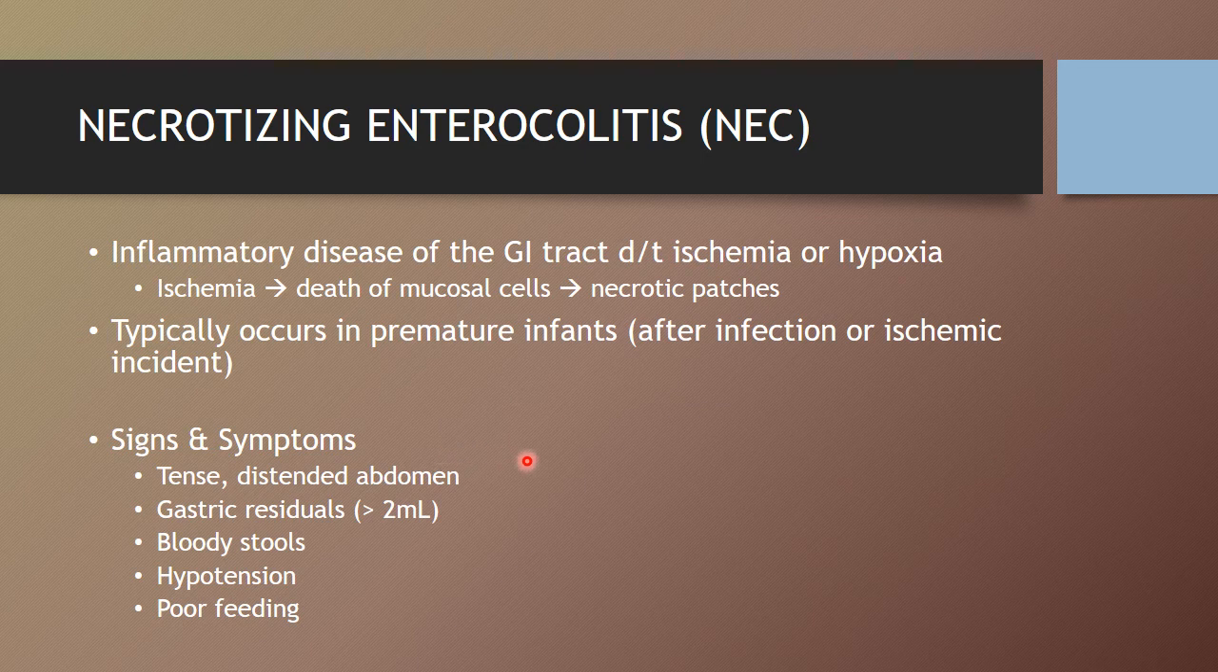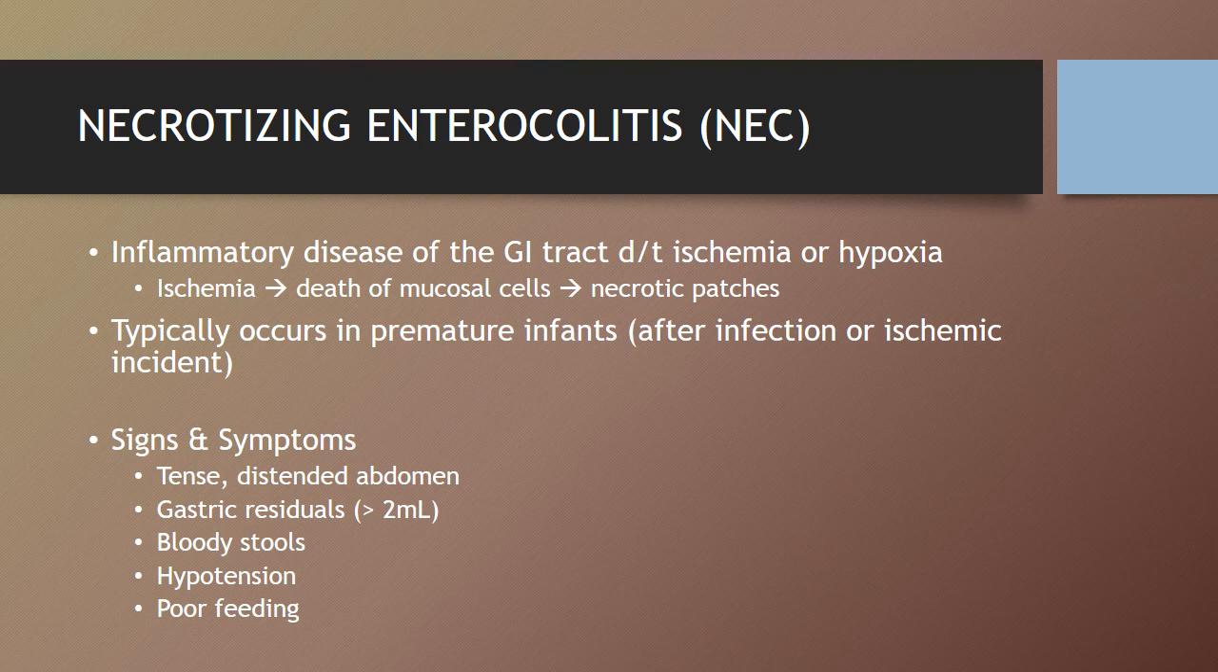Signs and symptoms: tense, distended abdomen, gastric residuals greater than 2 milliliters. And what a gastric residual is, let's say baby's getting a regular feed through an NG tube or even taking formula. But typically it's going to be through an NG tube because that's the only way you can check residuals. So OG, NG tube, baby's getting a formula bolus or a feeding. Prior to the next feeding, you attach a syringe to the end of the tube and you aspirate, pull back on the tube and see how much you get in that syringe.